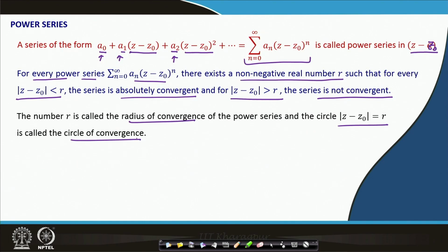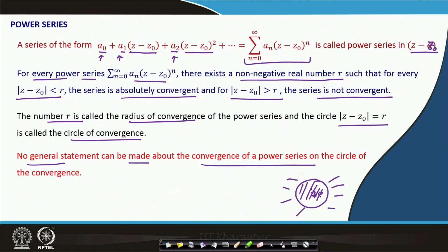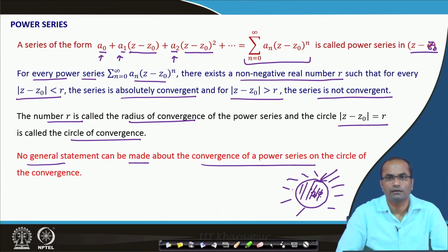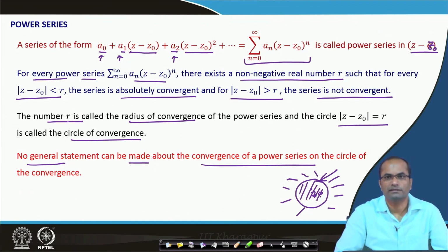So, here in the context of the complex, it is the same as what we have learned for the real numbers, and no general statement can be made about the convergence of a power series on the circle of convergence. So, inside this circle with center z0 the series will converge, and outside this circle the series will diverge, and on the circle we have no information; that will depend on the particular case, where we have to check separately what is happening on this circle. But what we know from the radius of convergence is that inside the circle with radius r and center z0 the series converges, whereas outside this circle the series diverges.